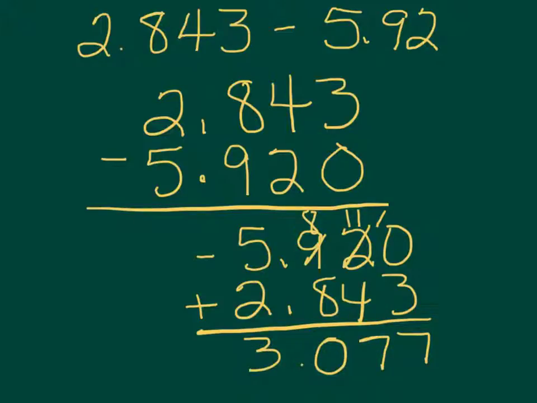Because we're following the integer rules, the larger absolute value is the number that starts with 5, and it has a sign of negative, so our answer is negative. When you look at common sense, if you owe $5.92 and you've paid $2.84, of course you're going to still owe in the end. So yes, our answer would be negative. If we were to round this to two decimal places, our final answer would be that we would owe $3.08.